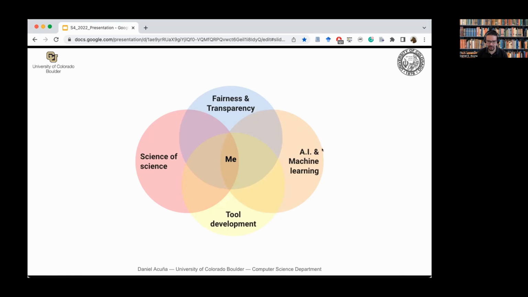A lot of what I do is a combination of multiple fields. I do science of science, but I'm also very interested in AI and machine learning, and I also develop tools. I think it's very important that if you develop new ways of understanding the literature or extracting information from papers or images, you make that available as a tool, as software that someone can use. I'm also interested in potential biases if we use historical data, issues of fairness, and transparency in the kinds of policies that we recommend, science of science policies.